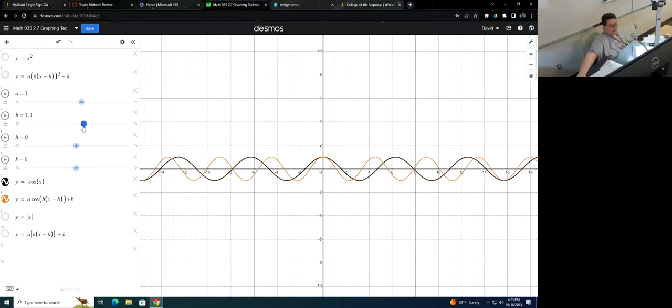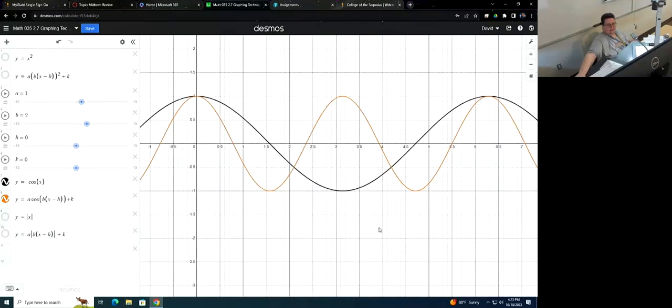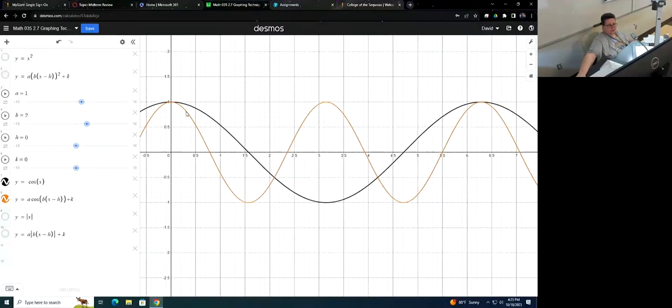If I move B up into 2, just zoom in on that area right there. The black line is the original line, and it only has one valley between 0 and 6.3-ish. When you do B equals 2, it now has 2 valleys, 2 hills. So it's gone through its cycle twice. And so it looks like it's compressed horizontally. When you have it inside like that, it compresses horizontally.